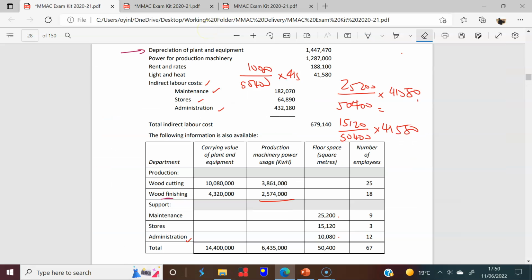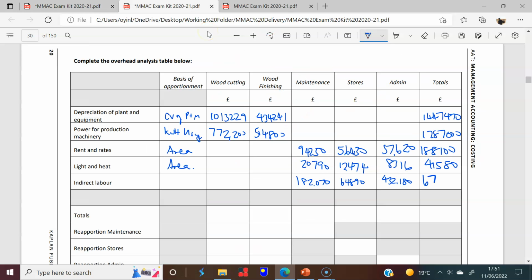41,580. And the indirect costs, we should be able to add those up and see what they are. So let's add those. 182,070 plus 64,890 plus 432,180 is 679,140. Sorry, they've done that as well. 679,140. Right.